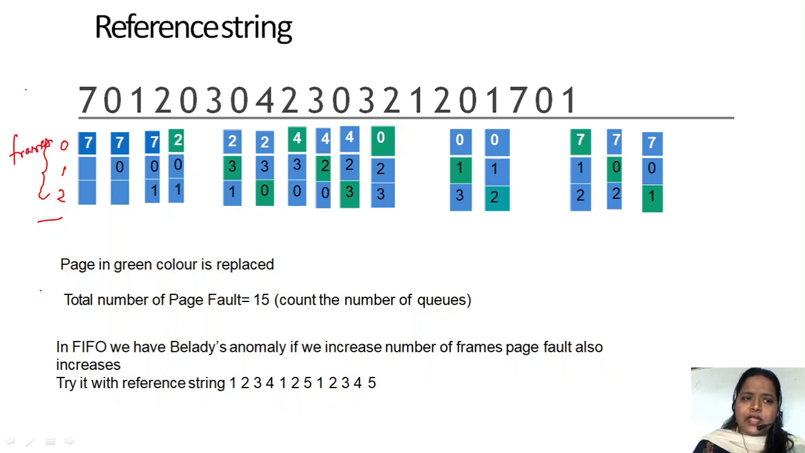We have said we have 3 frames only, and those frames are the 0th frame, the first frame and the second frame. On the frames we have to load the pages. This entire string is called the pages, and these are the frames. The pages are going to be loaded onto the frames. Fine. So here we are making use of the first in first out replacement algorithm. This string we have to insert onto the frames.